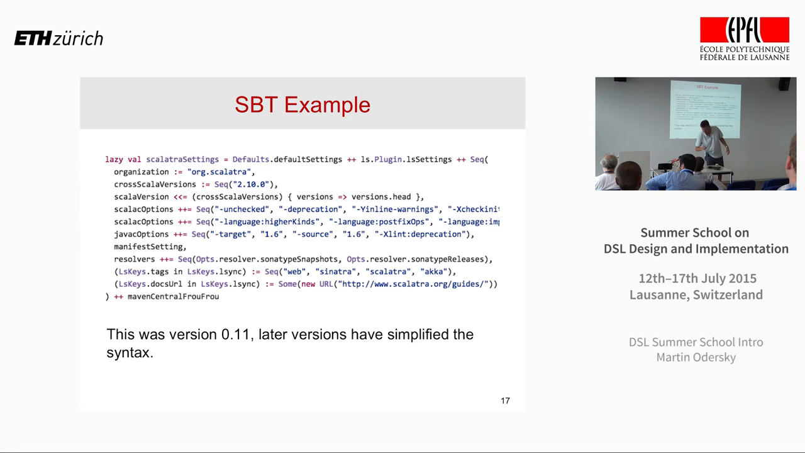So here's an example SBT program. It's actually an SBT file which has been cited on Stack Overflow as a particularly good one, something people learn from. What you have here are these settings, and then you add a bunch of stuff to them by manipulating all these entries. And I guess the scary bit is if you look at the operators: there's a colon equals, a less equals, a plus plus equals. There are actually a couple more.